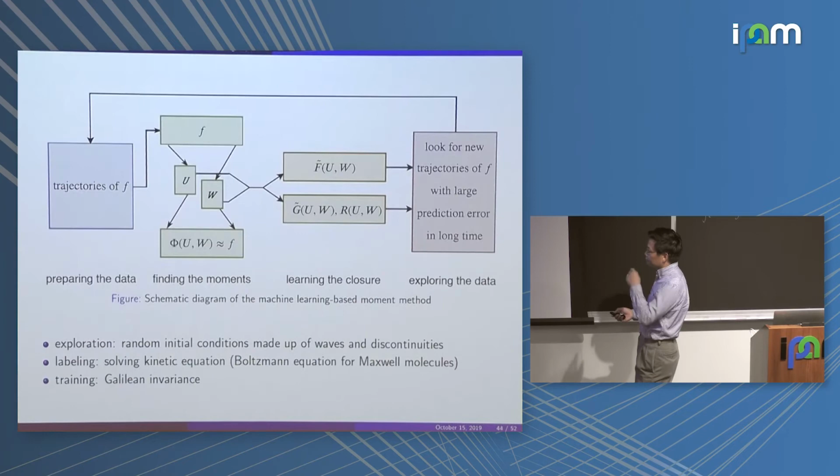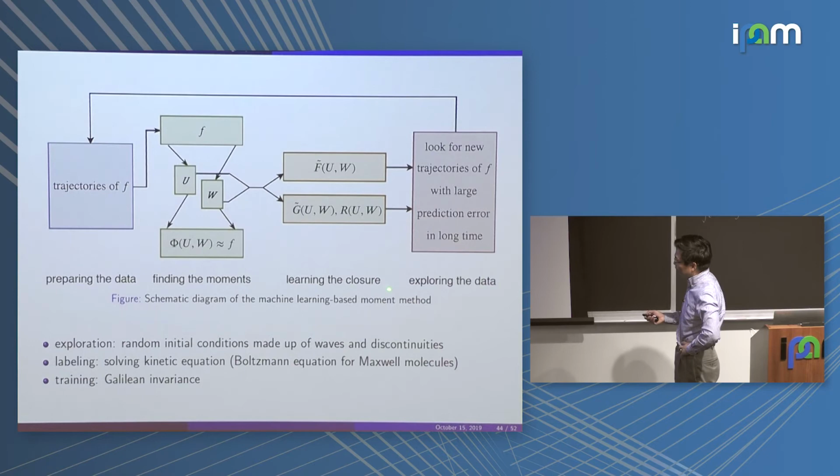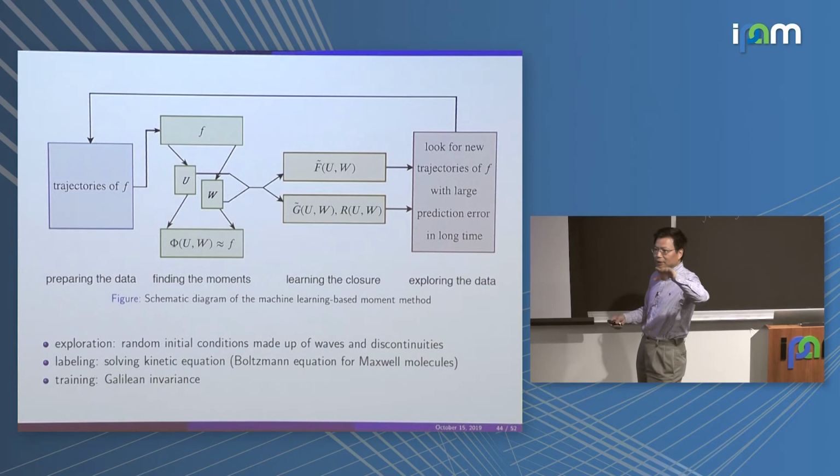Okay, so this is the whole procedure, which is just the same as before, what is called active, concurrent learning, and now exploration. So this is a poor man's exploration. I want to emphasize, how do we do exploration here in the best way? It's not clear. So this is a poor man's exploration. What do we do? We cook up a set of random initial conditions that are made up of random waves separated by shocks. Because this problem, we have to deal with shocks.